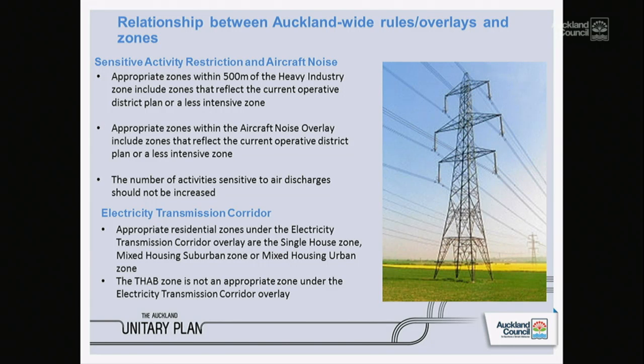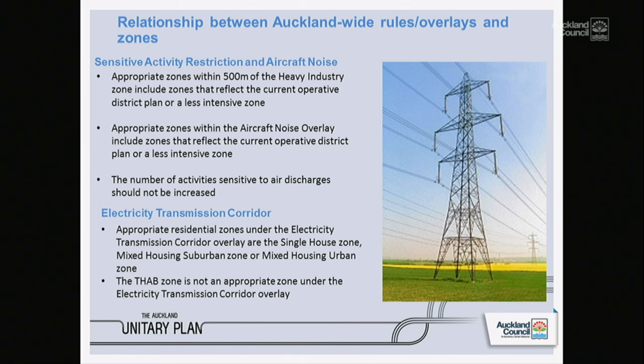I think this is the last slide in terms of overlays. So within the flight paths to the airports, appropriate zones would be heavy industry, or a zone that reflects the current operative district plan, or a less intensive zone. So essentially no residential intensification within the aircraft noise overlays.